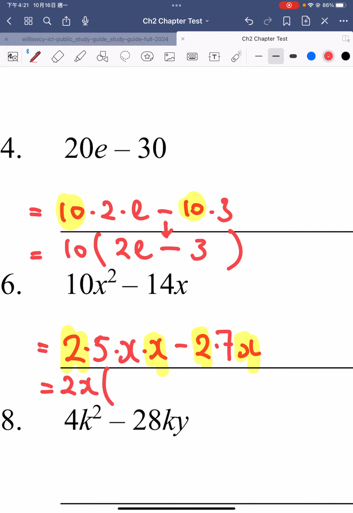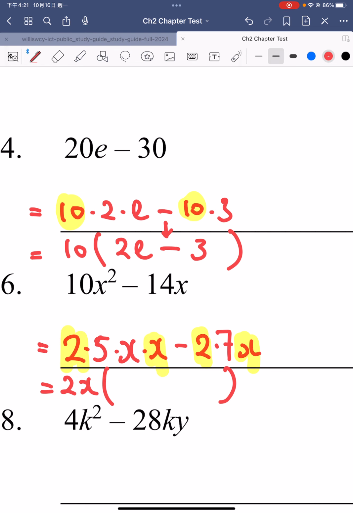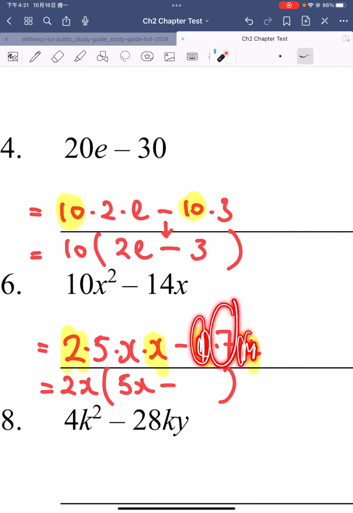After taking it out, give the bracket. So 2 times 5 times x times x. We clear out the 2, we clear out the x, so what we are left with is just 5x. And then we keep the middle sign. We take out the 2, we take out the x, so what we are left with is the 7. So now we have 2x times 5x minus 7.